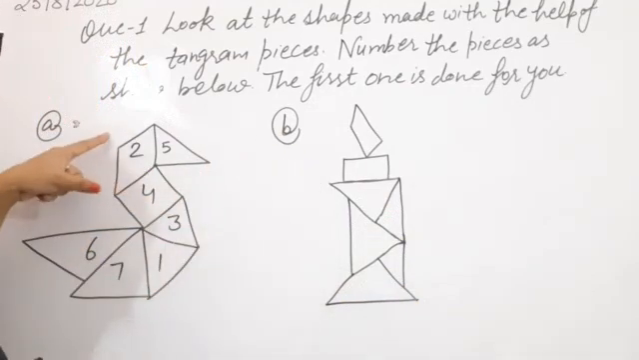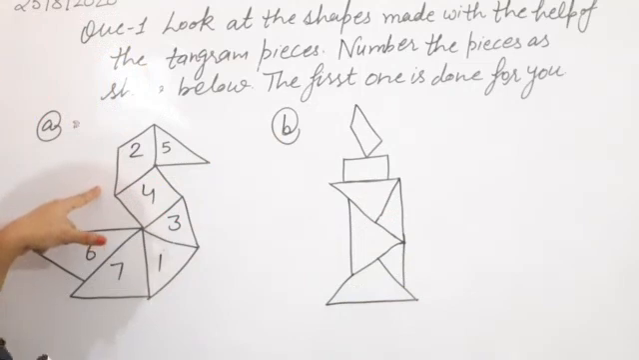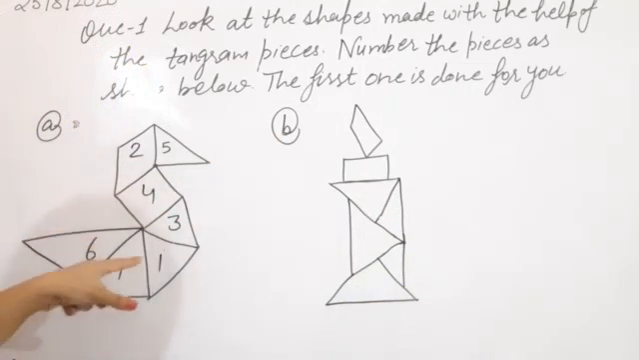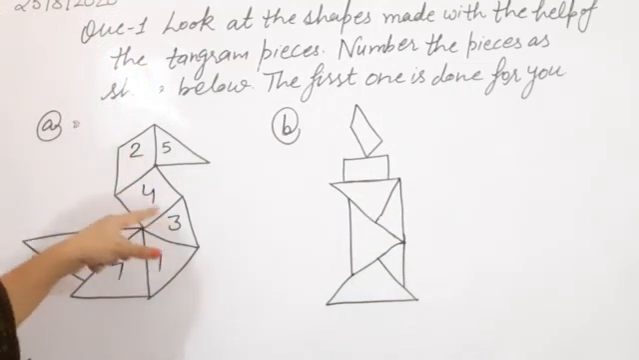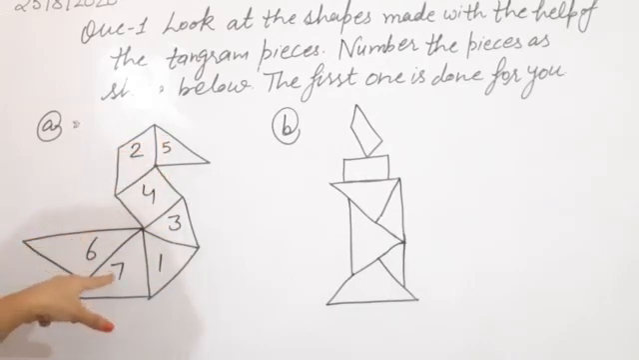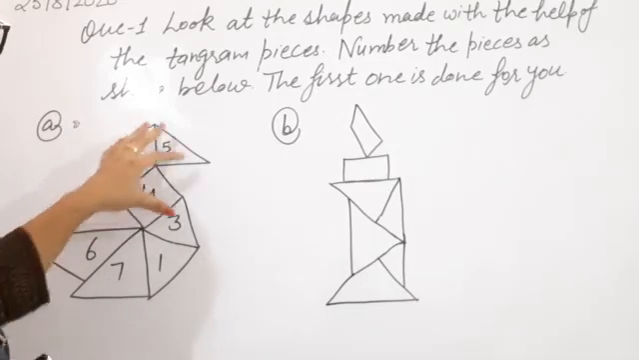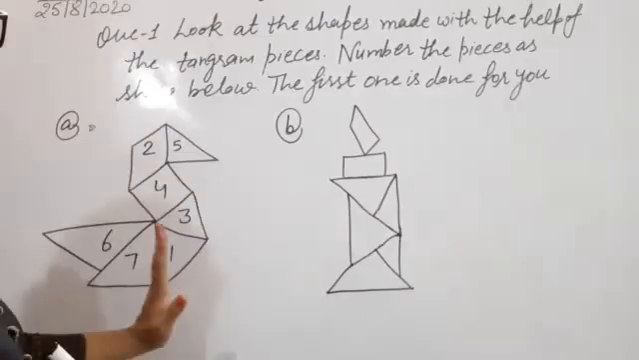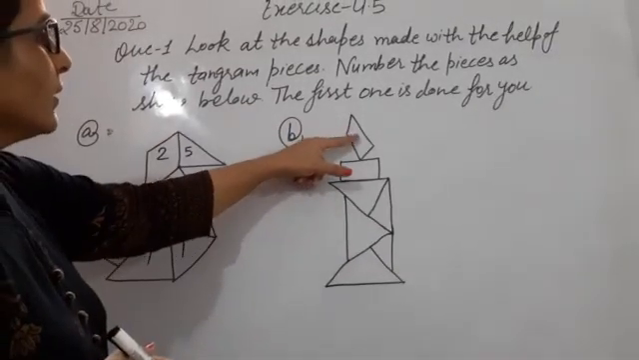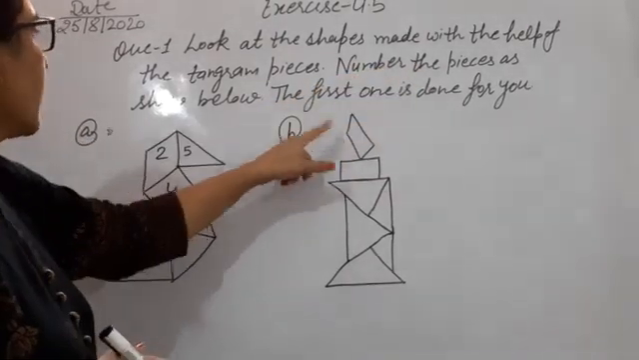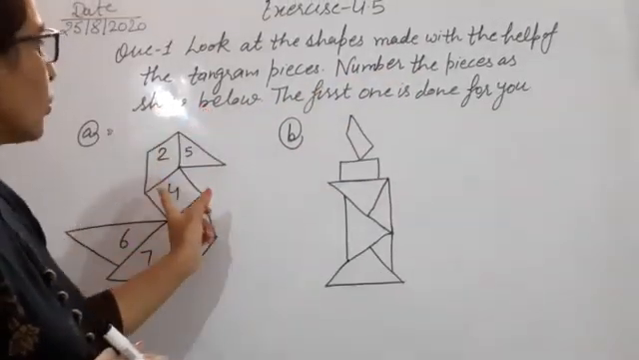Here this figure is given. Clear? Using the 7 pieces, 1, 2, 3, 4, 5, 6 and 7, you make this figure. Clear? And after that you write the number here. Number the pieces, you write here, as shown below.